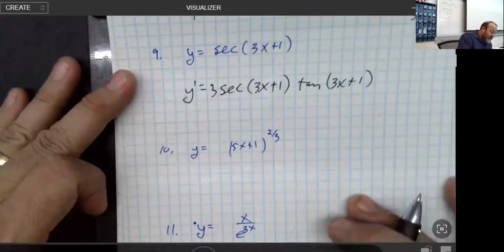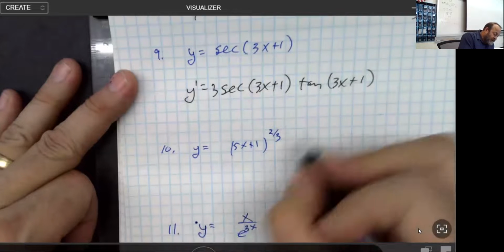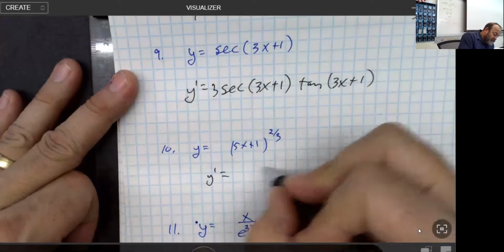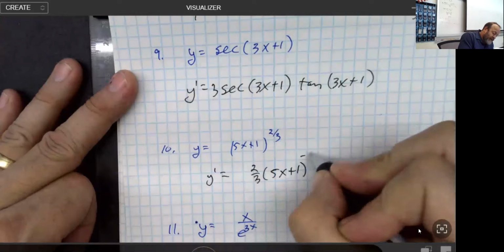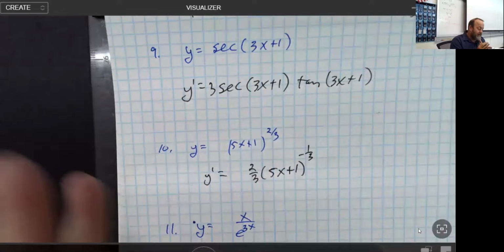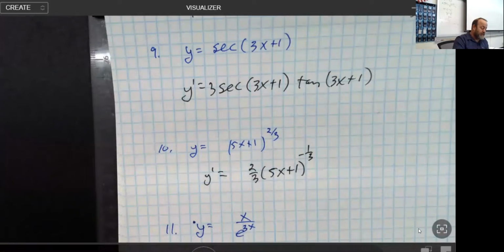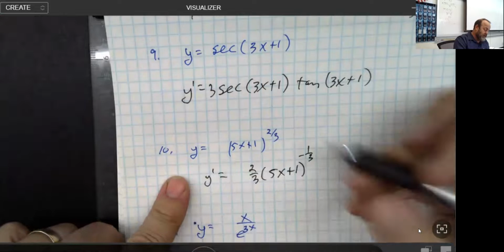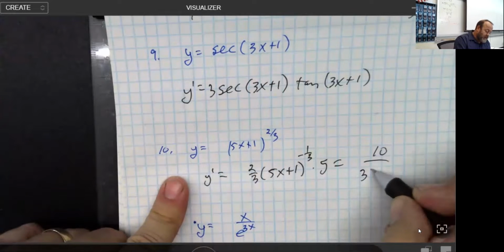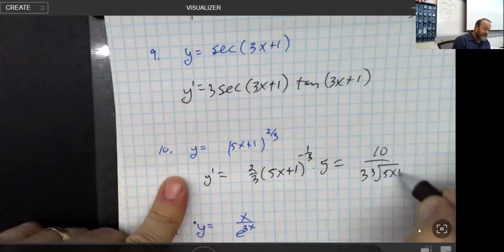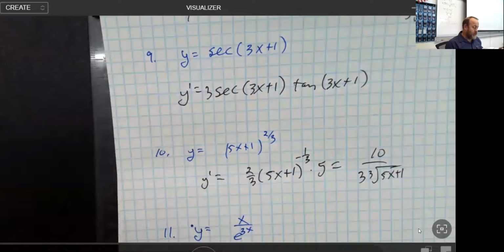Okay, number 10, very similar to the one above. Y prime would be 2/3 times the stuff on the inside. We're going to drop that by 1 unit down to negative 1/3. We're then going to multiply that by the derivative of the portion that's in the inside. So I've got 10/3, and now I've got a cube root of 5x plus 1. So hopefully so far, so good.